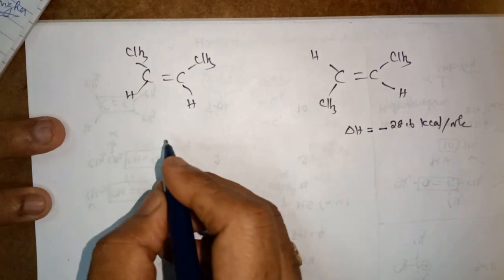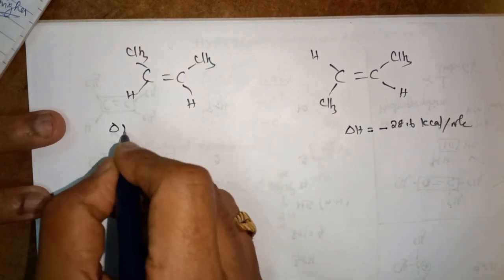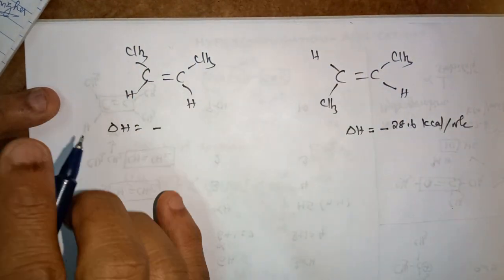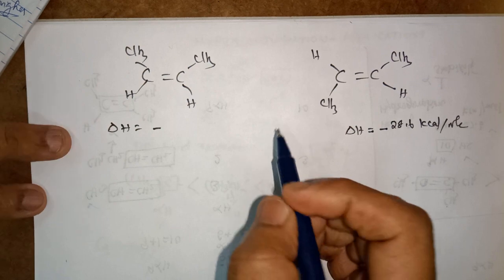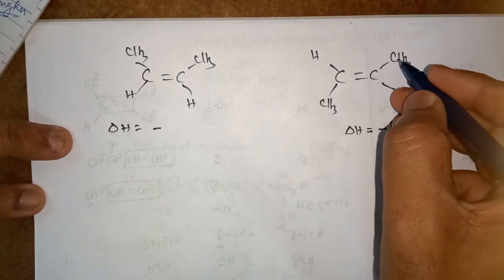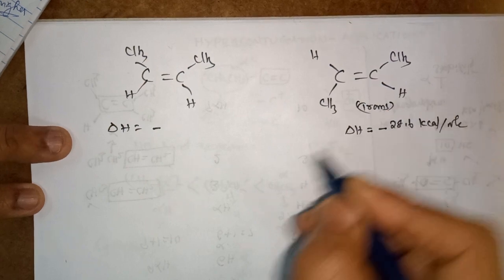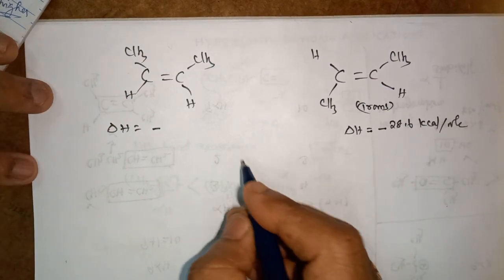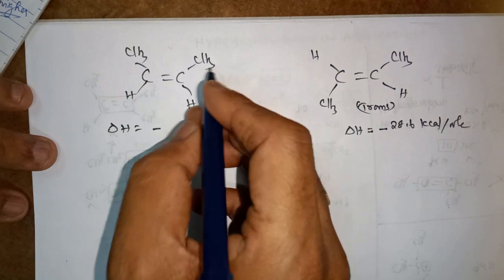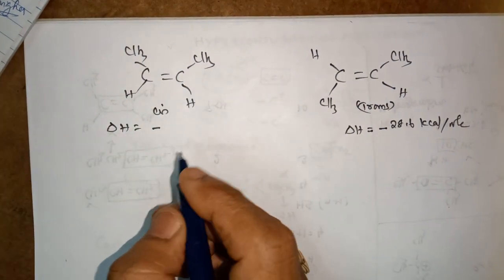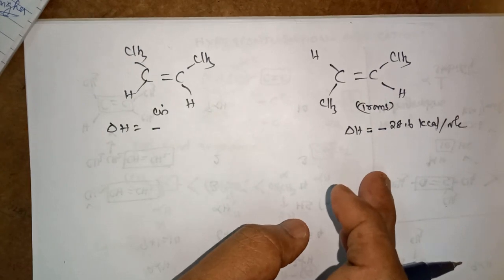Now I take one more. Here the del H value is given as minus. These two are given. But you compare these two: where similar groups are opposite to each other, that is called trans. Where similar groups are on the same side, that is called cis. This is trans, this is cis.